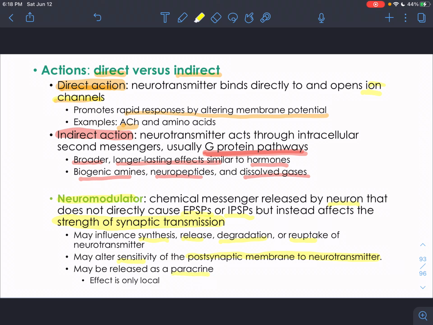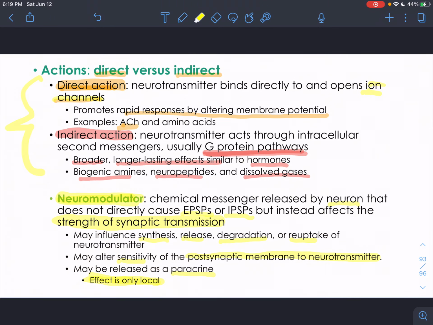And it can be released as a paracrine, meaning its effect is local. Okay, so these neuromodulators aren't actually neurotransmitters. They're not causing an EPSP in the postsynaptic cell, but they're affecting the neurotransmitter's effects. Okay, so they're modulating how well that neurotransmitter is going to work.